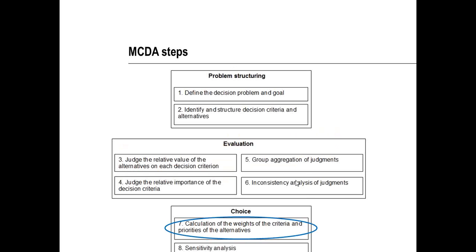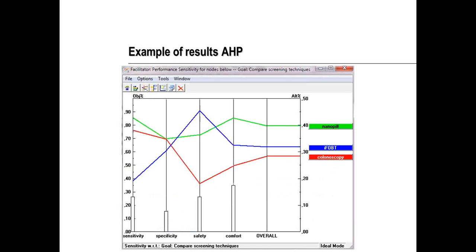So if you end up with judgments on all the different pairwise comparisons, and the inconsistency is checked and there are reasonable judgments, then it's possible to calculate the weights of the criteria that represent how important these criteria are for your decision, and the priorities of the alternatives that reflect how much you prefer one alternative over the others. Well, this is an example of what you could see if you use the analytic hierarchy process.